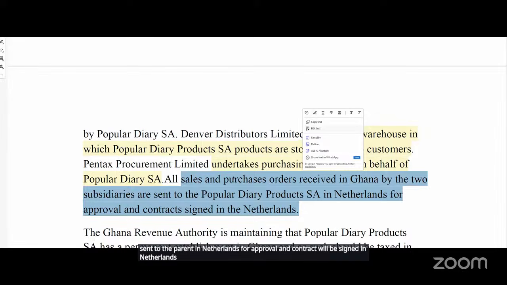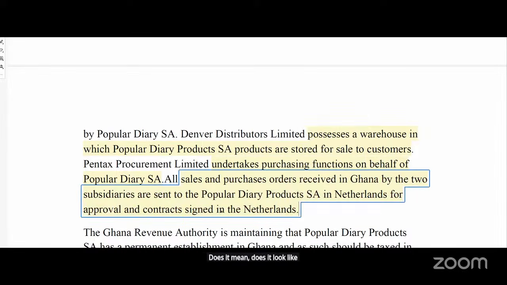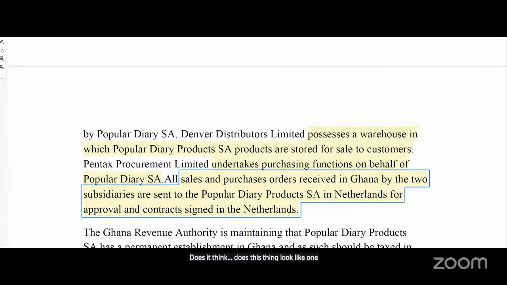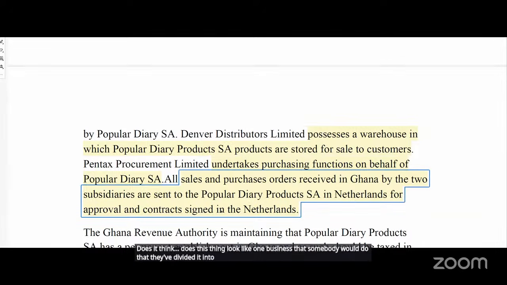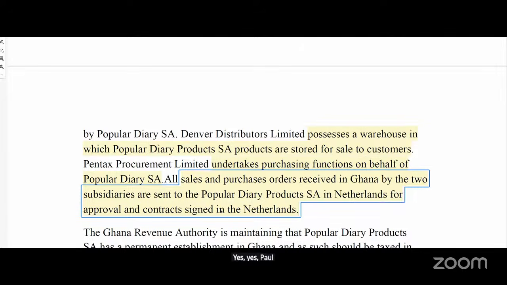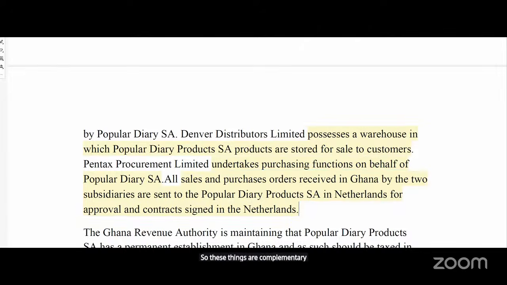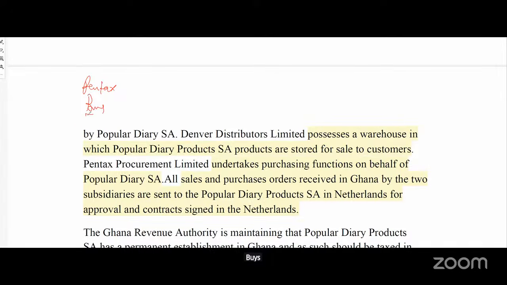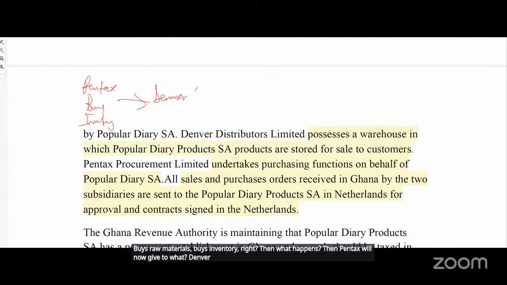Does it look like something that one company would do normally? That's what you have to think. Does this thing look like one business that somebody would do, that they've divided into pieces? So these things are complementary functions. So it's like one buys. Who does that? Pentax buys raw materials, buys inventory. Then Pentax will now give to what? Denver Distributors. Do you get it?